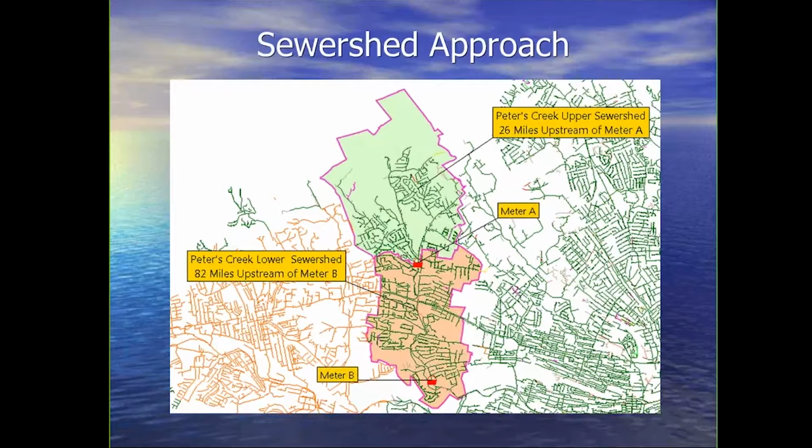So this is showing one, or actually two, of our old sewer sheds. This one here is the Peters Creek Upper Sewer Shed. There's 26 miles flowing down to this meter. And this is the Peters Creek Lower Sewer Shed, so it flows from here to here and comes all the way down. So meter B was down here, and there was 82 miles in total flowing there.